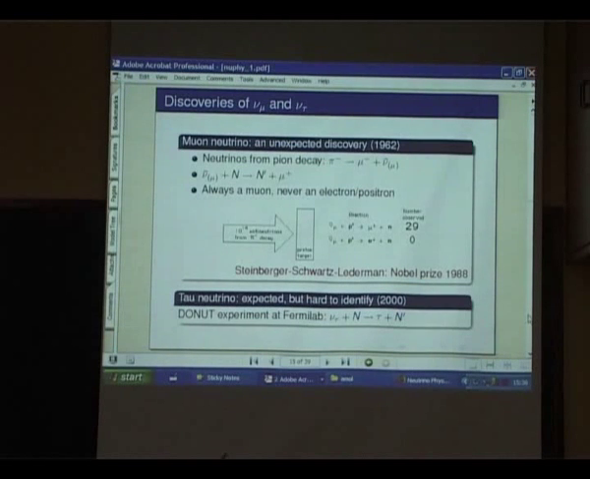How do we produce tau neutrinos? Tau decays. In fact, this is the way it was done. Produce tau, make a beam of tau, and the tau will decay.